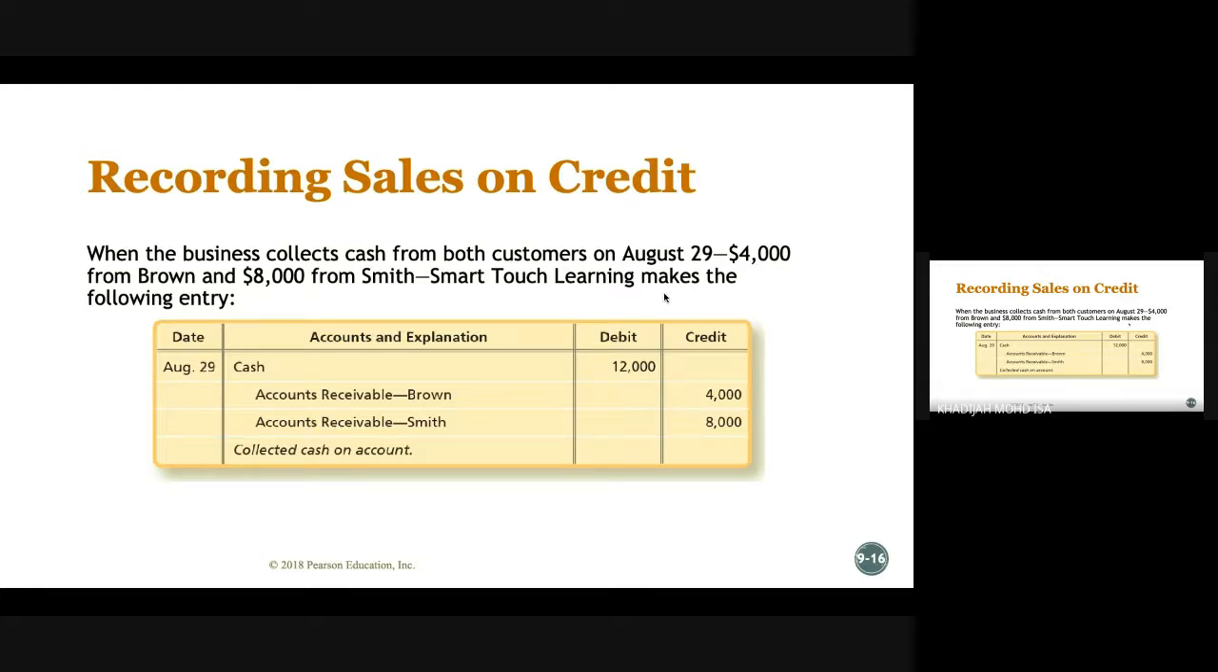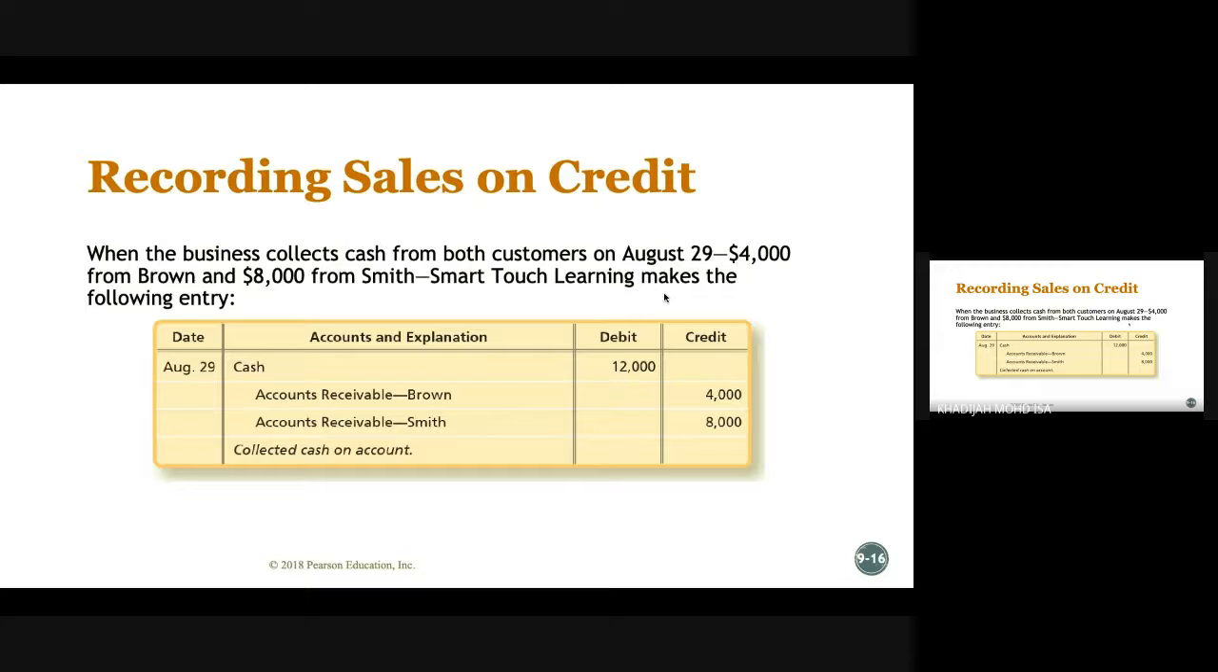So when you receive cash, you're going to debit cash, and then because now accounts receivable reduces because they make payment, you're going to credit your accounts receivable from Brown and credit accounts receivable from Smith, right? So why? Because now you are reducing their balances.